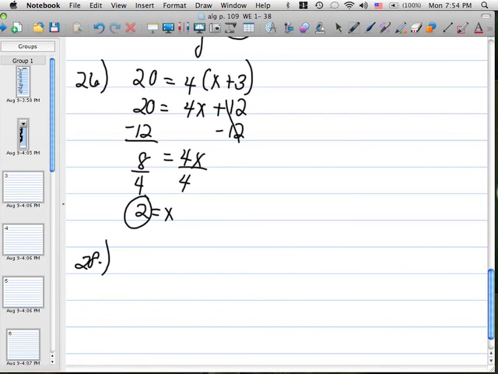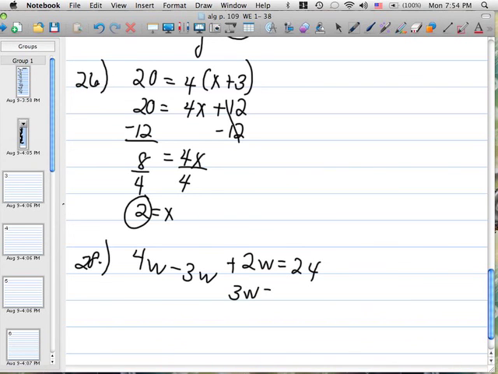Problem number 28, we have 4w minus 3w plus 2w equals 24. Collect like terms and simplify the left. 4w take away 3w is 1w plus the 2w. That simplifies to 3w equals 24. Solving for w, divide by 3, and we get w equals 8.